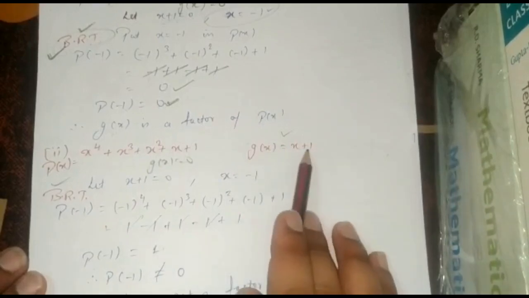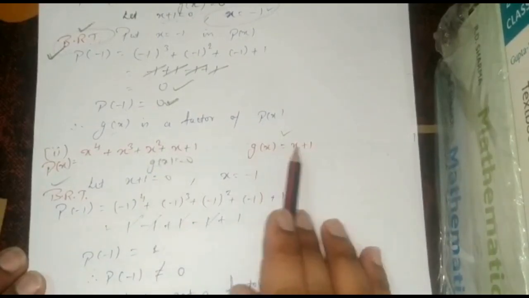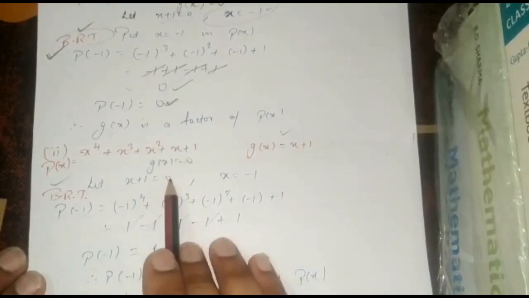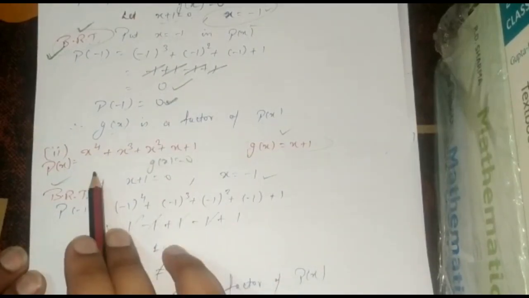So we have to put g(x) equal to 0. When we put g(x) equal to 0, that means x plus 1 will be equal to 0 and x will be equal to minus 1, same as in our previous part. So we have to put x equal to minus 1 in our polynomial function.